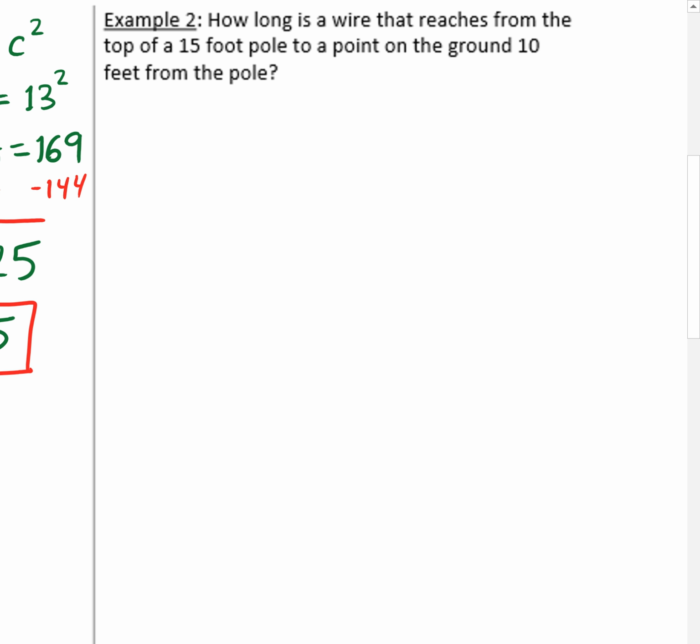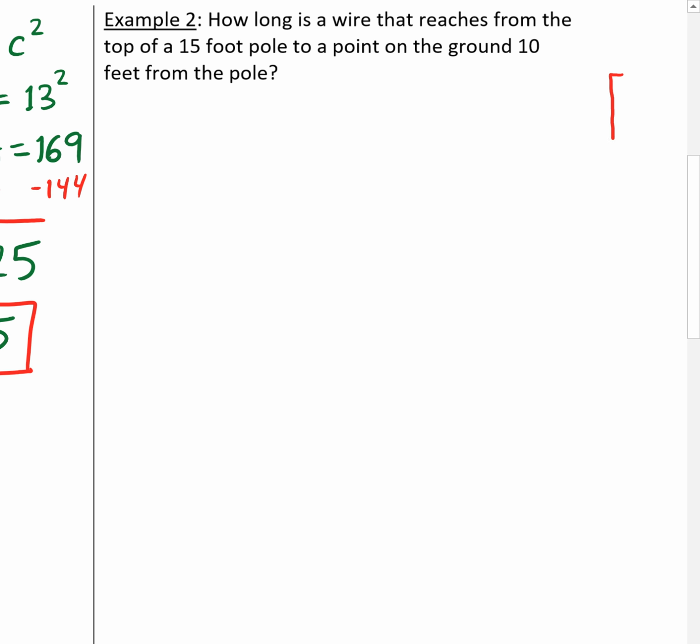All right, but for example, in this second one, they're talking about a wire that's a certain length, and this pole is 15 feet tall and all that kind of thing. So since this actually has a context, in the end, I'll probably want to write a full sentence to describe my answer. And then also mention the units, of course. Let's see, this example says, how long is a wire that reaches from the top of a 15-foot pole?